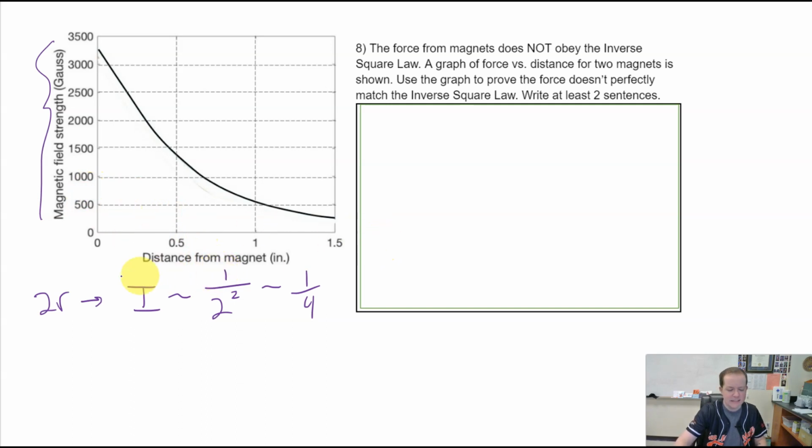Well, where does the distance double here? Where do I go from one value to double? From 1 to 1.5, that's not double. How about here, 0 to 1? No, double 0 isn't 1, that doesn't work. Oh, notice right here, 0.5 to 1. From this spot to this spot, that's double the distance.